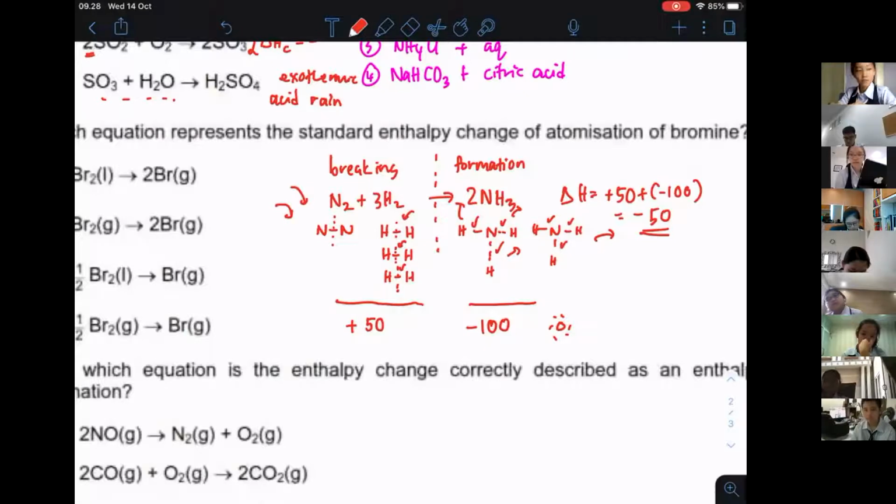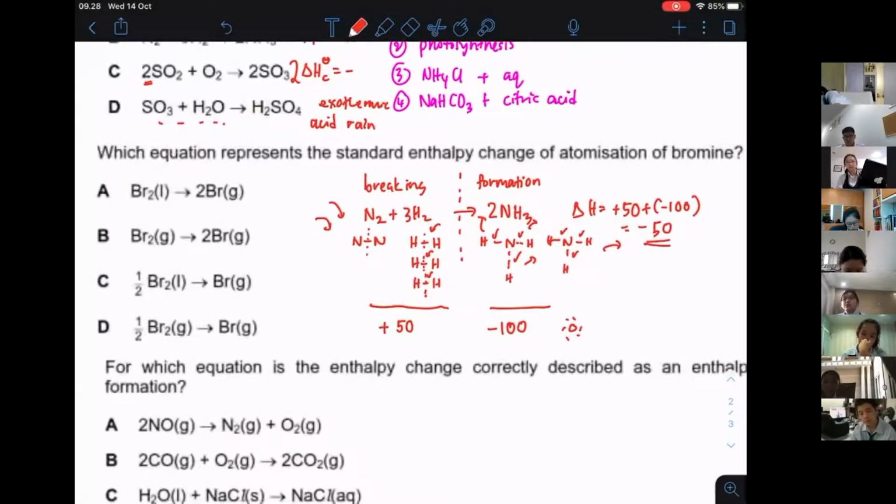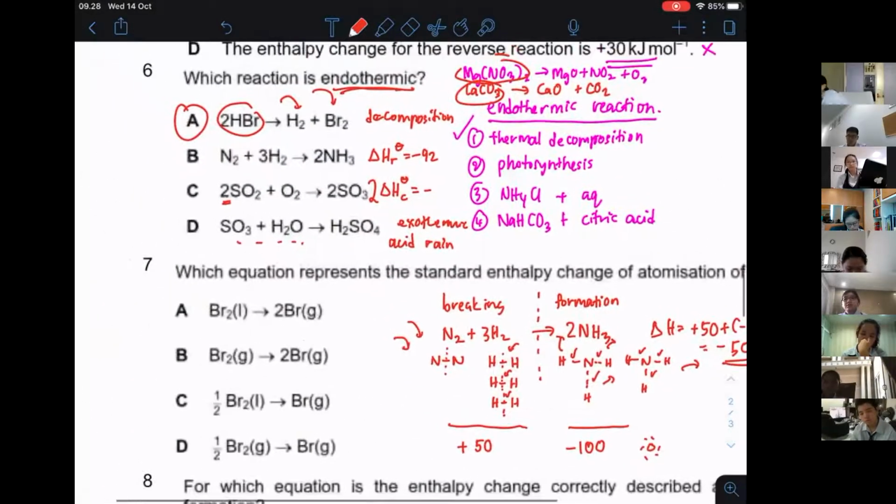Okay, how about Jonathan? Can you understand this? Yes, sir. It involves bond breaking and formation. So if you look at any equations here, it definitely involves bond breaking and bond formation. But we do not know what is the exact value. Okay, but these values can be obtained from your data booklet. That is what we are going to learn later also.